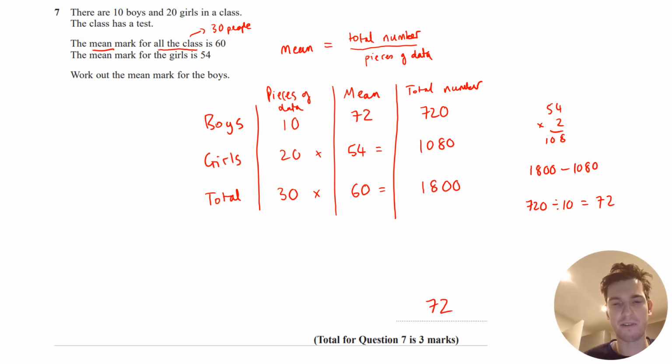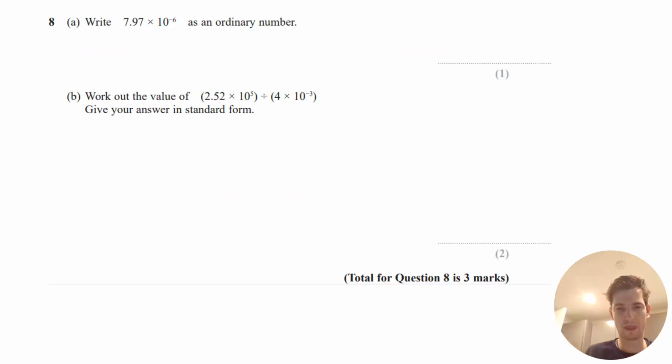And that also makes sense, right? If the mean for the total is 60 and the girls is lower, then obviously the mean for the boys is going to have to be higher to make up for that. So let's move on.